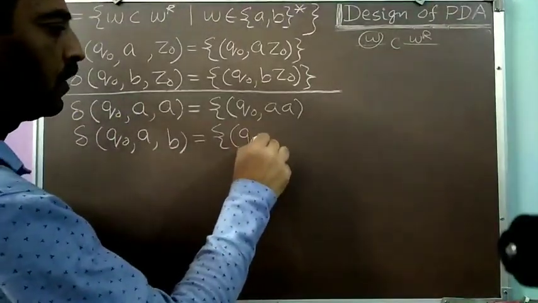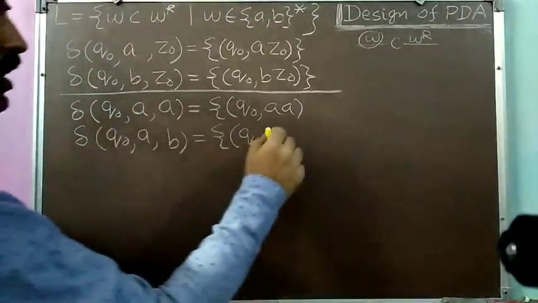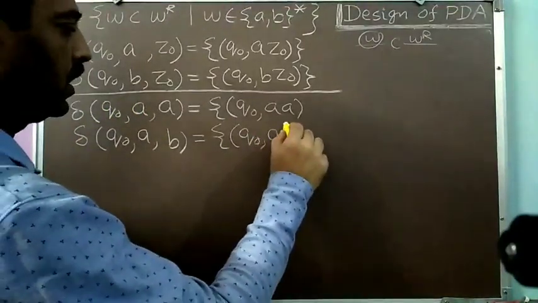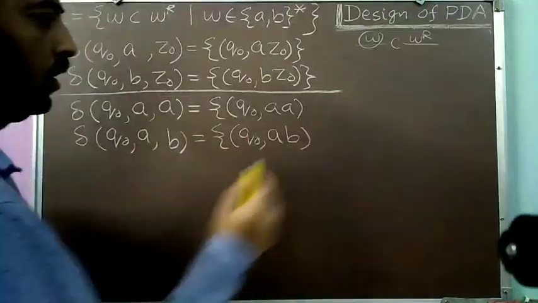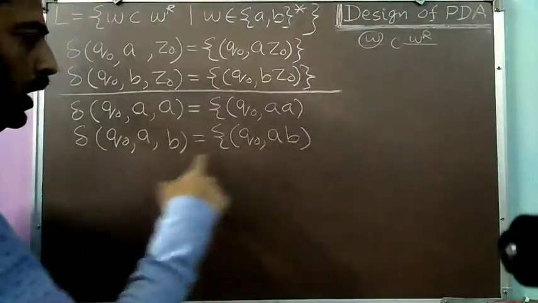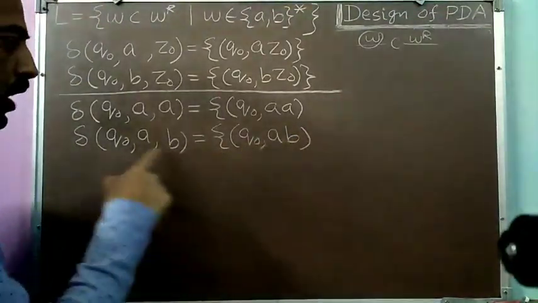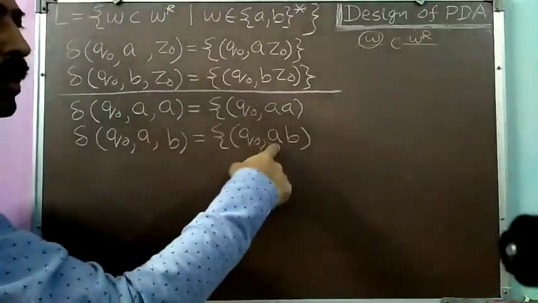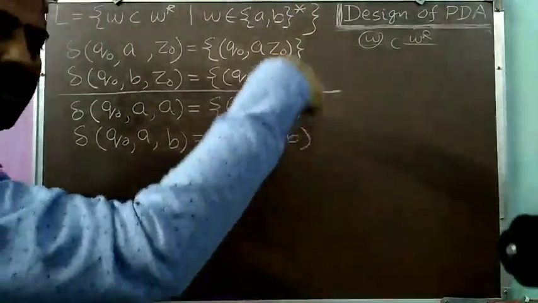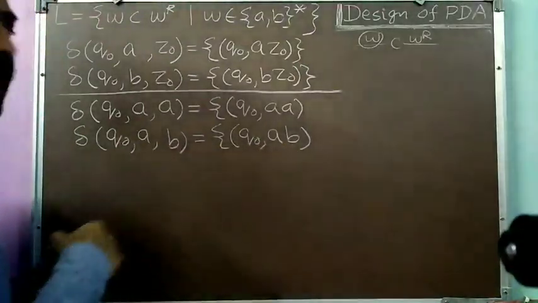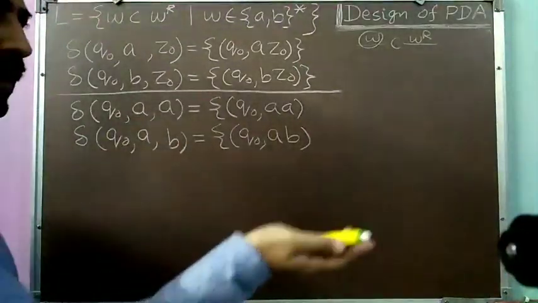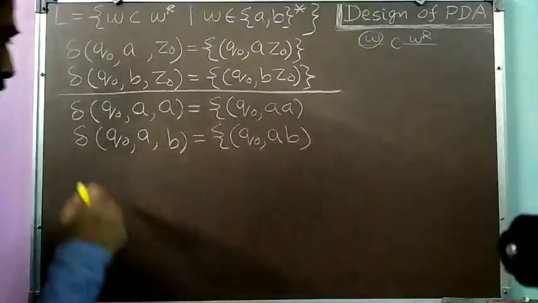So again, we will not change the state because the same operation is there, and we will write here A, B. Why A, B? This B is to maintain the status of the push down store, and this A which we are reading in the input, we are pushing it over the PDA. So that's why we are writing AB here. So we will maintain the status as well as push something extra.